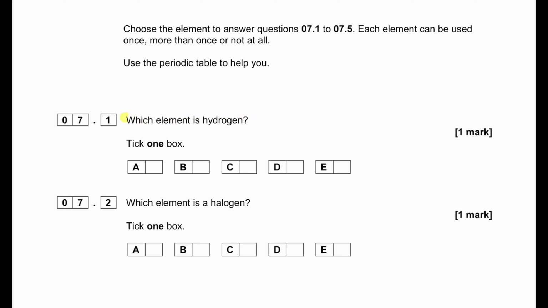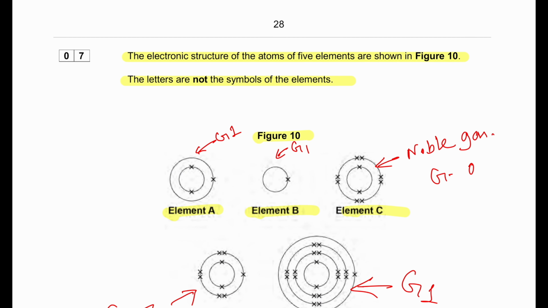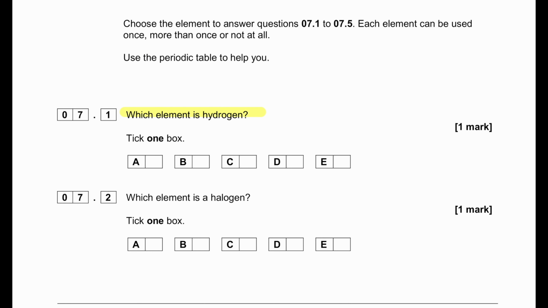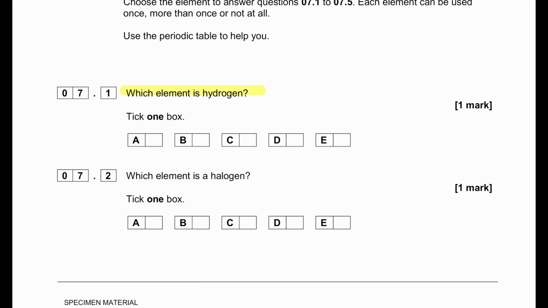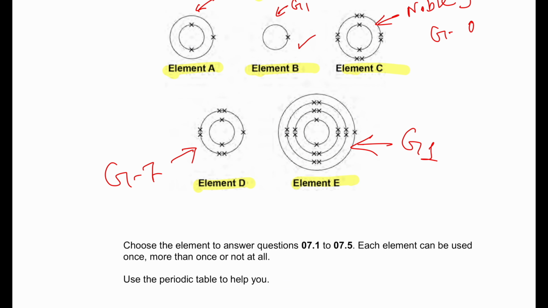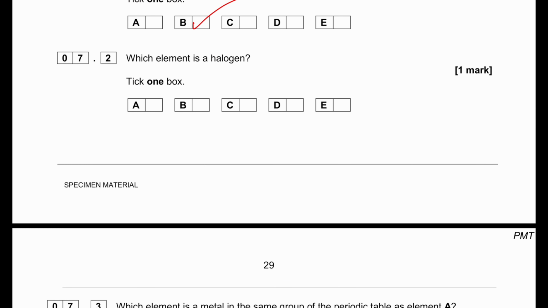Which element is hydrogen? Obviously the element that has only one electron will be hydrogen, because hydrogen has only one proton and thereby one electron. So it will be B. Which element is a halogen? We know that group 7s are called halogens, so element D will be group 7.